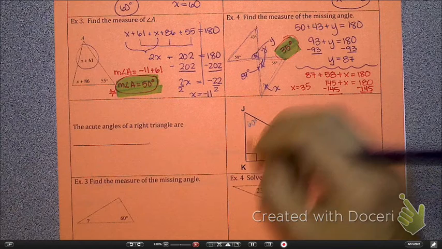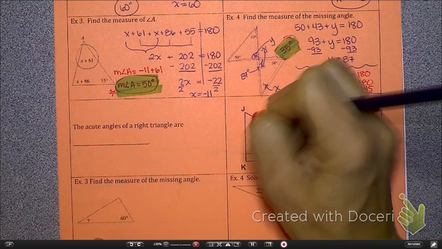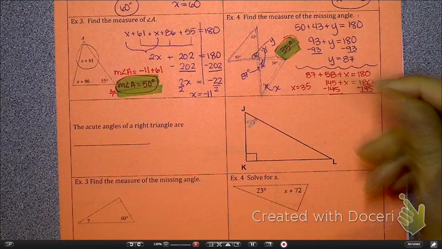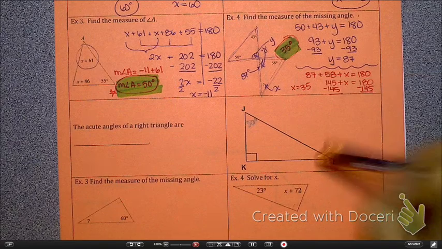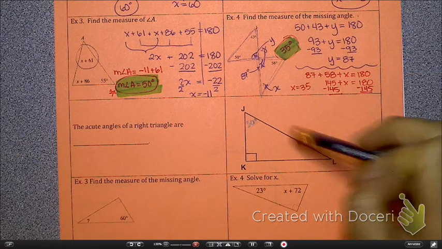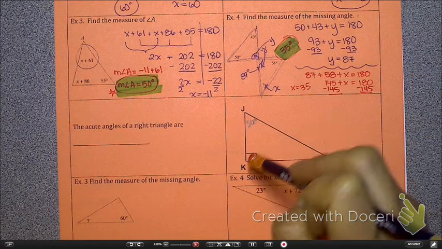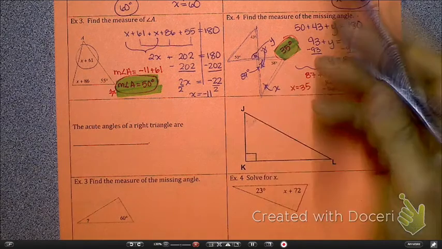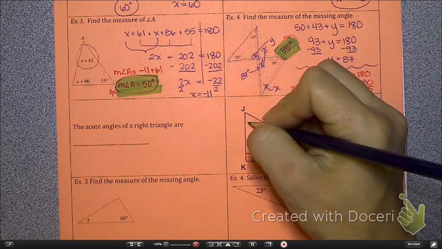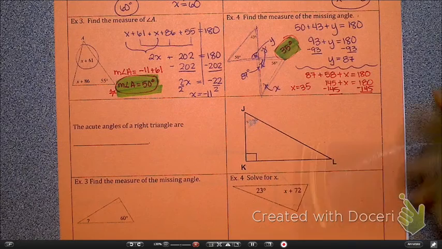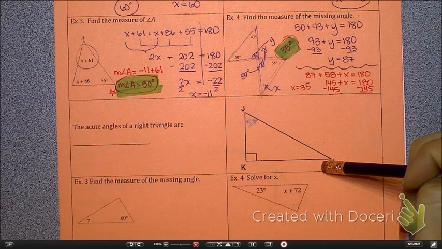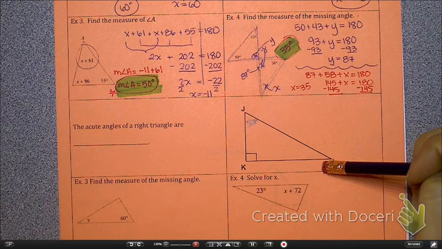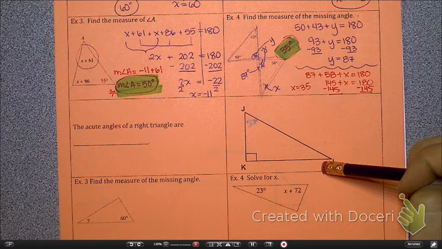Let's say I change this to 50 degrees. What does the other one have to be? 40. Okay? Because 40 plus 50 plus 90 makes 180, right? Let's say I change it to, I don't know, 70 degrees. What does the other one have to be? 20, right? Now, isn't it a lot faster?